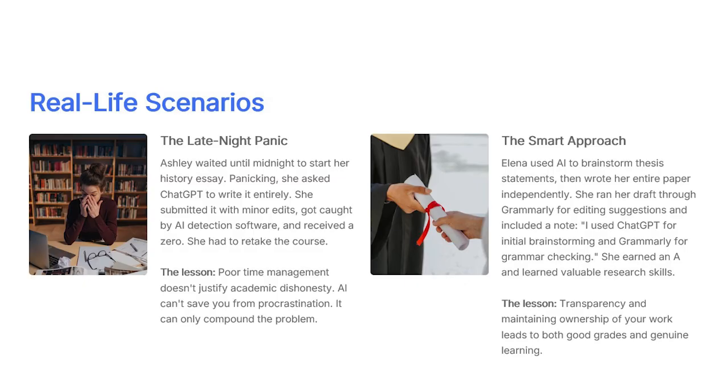So the SMART approach. Elena used AI to brainstorm thesis statements, then wrote her entire paper independently. She ran her draft through Grammarly for editing suggestions and included a note: I used ChatGPT to initially brainstorm and Grammarly for grammar checking. She earned an A and learned valuable research skills. The lesson for this one is she was transparent. She wrote down at the bottom of her paper that she used it and the way she used it. And she maintained ownership of her work, which leads to both good grades and genuine learning.